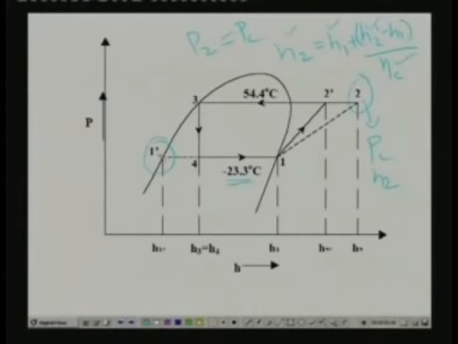So, straight away you can locate this point, because you know the temperature and you also know the pressure, and you know that it is in a saturated condition. That means you have to locate this point on the saturated liquid line. So, you can find out enthalpy and all other properties.